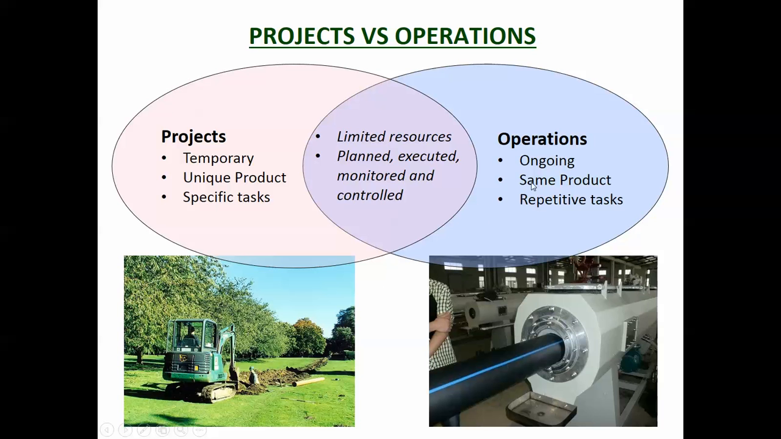Operations are ongoing, the same product, repetitive tasks. So in this case here, it's a factory producing polyethylene pipe. You can see there's the extrusion machine, and they just keep on producing the same pipe over and over again. There's no anticipated end to that factory. It'll keep on producing pipes as long as it's profitable. So it's semi-permanent, if you like.